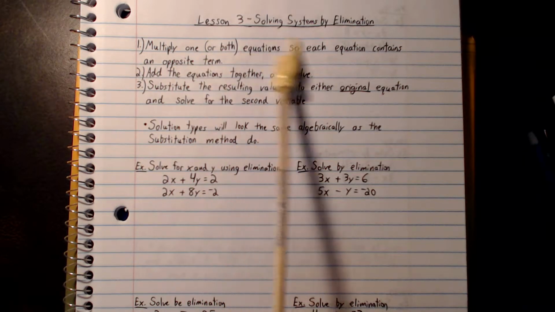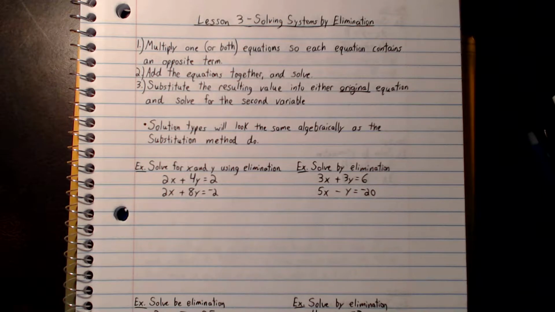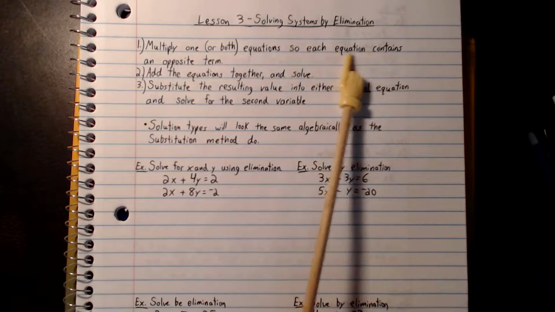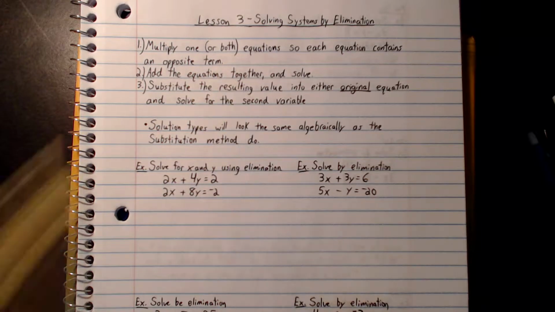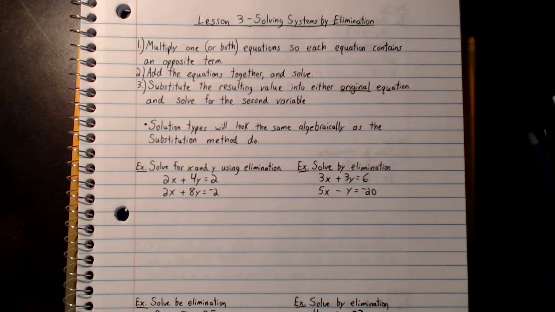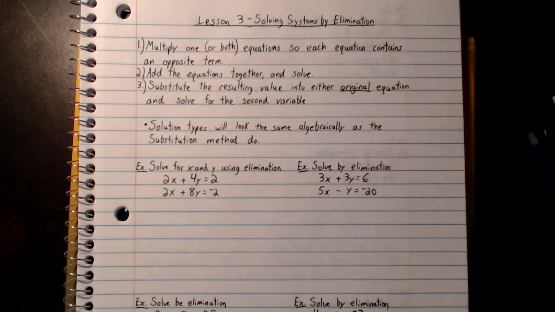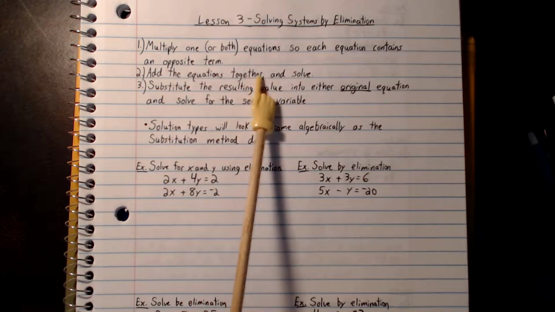Here are our steps. Again, you want to write these down, so if you need to pause, go for it. Our first step says multiply one or both equations so that each equation contains an opposite term. What an opposite term means is it should have the same coefficient with opposite signs. So for example, maybe we have 2x and a negative 2x, right? Those would be opposite terms. And the way that we would get that is sometimes we might have to multiply if we don't have that set up for us.